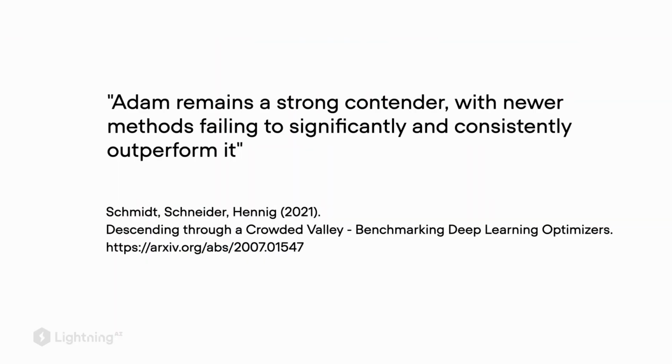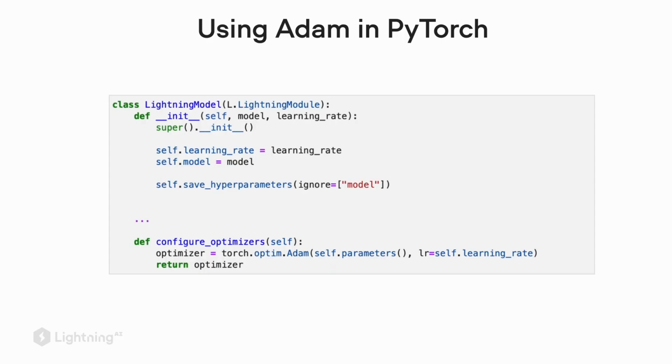And to add a quote from this research paper I mentioned earlier, the authors write, "ADAM remains a strong contender, with newer methods failing to significantly and consistently outperform it." So ADAM is actually a very popular choice that works very well in practice. So how can we use ADAM in practice? Again, it's actually very simple using ADAM in PyTorch. We just swap out SGD with ADAM here. Of course, ADAM has a few hyperparameters. There are two beta terms in ADAM. However, usually most people use just the default parameters.